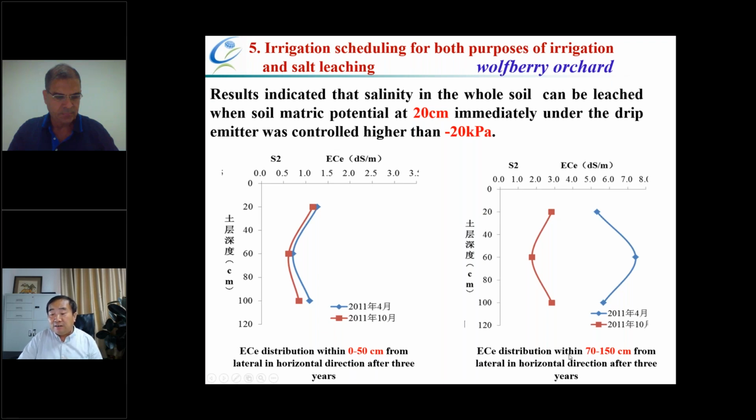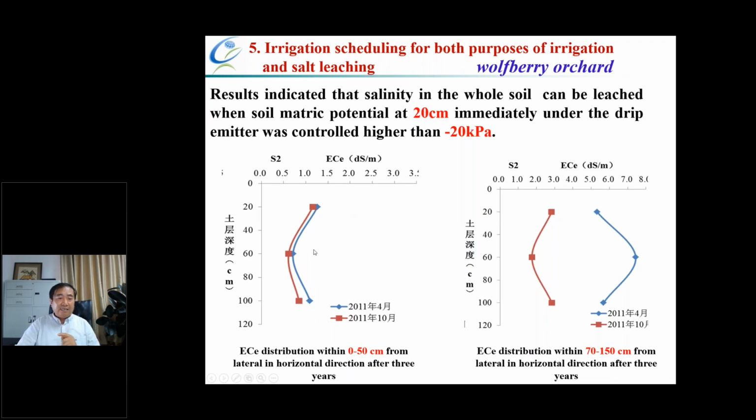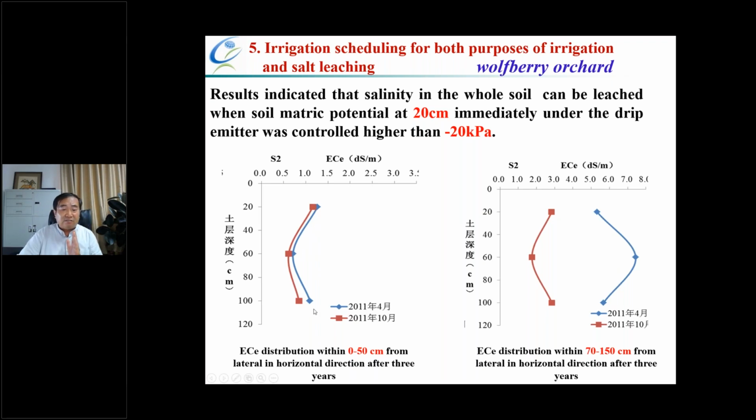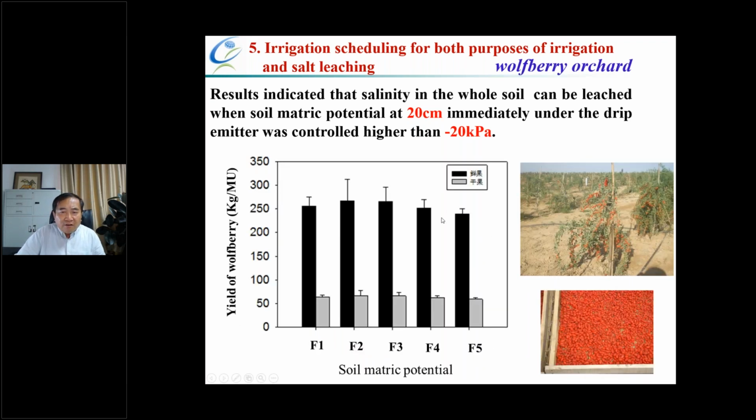The EC distribution within 70 to 150 centimeters from the lateral in the horizontal direction after 3 years is shown by this figure. From both figures, we can see that salt is leached very well. The blue line is the beginning at spring, and the red line is the end of the season. From both figures, you can see the salt is reduced a lot. We also found that for the Wolfberry, the yield is the highest when the soil matric potential is minus 20 kPa.